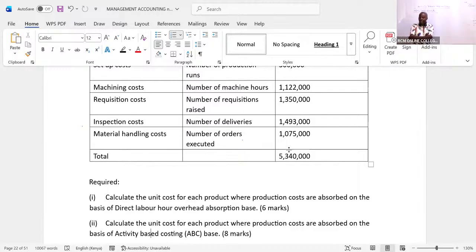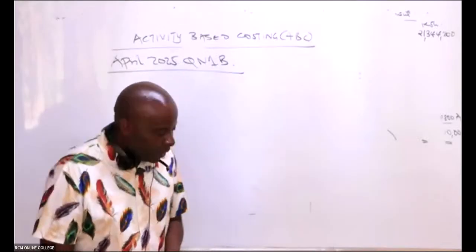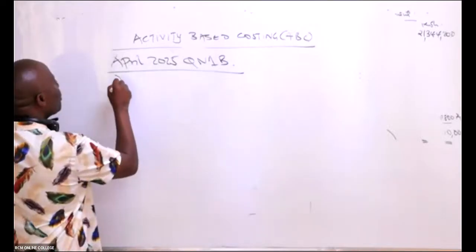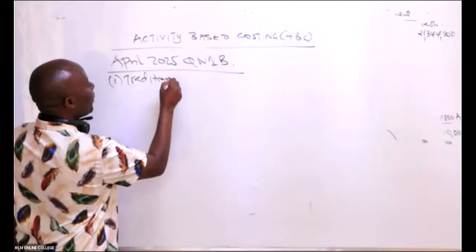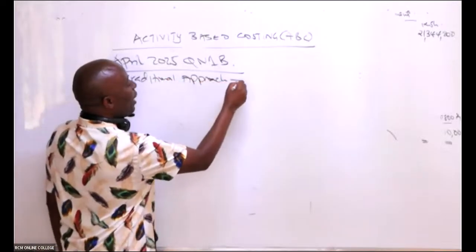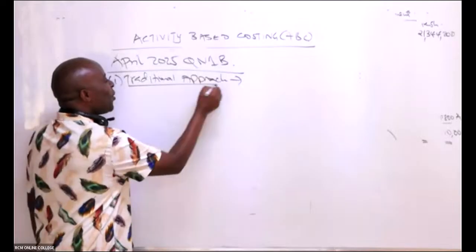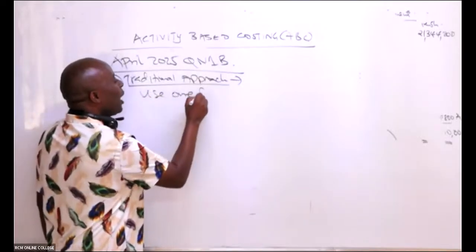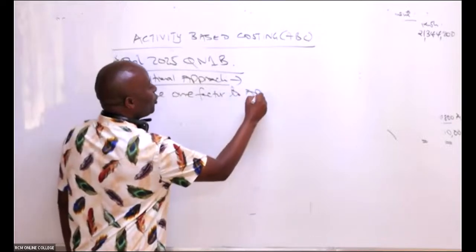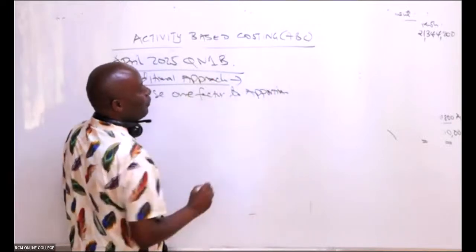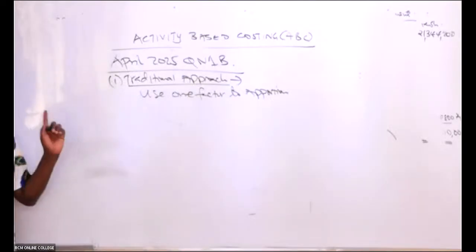So they want me to calculate these costs for each of these products by, first of all, apportioning the entire overhead of 5,340,000 using one cost driver, one factor. So in this case, number 1, it is a traditional approach. Why am I saying it's a traditional approach? Because they have asked us to use one factor to apportion.